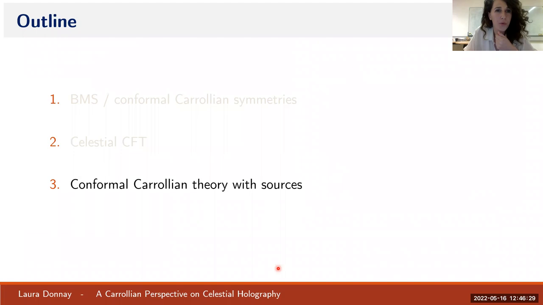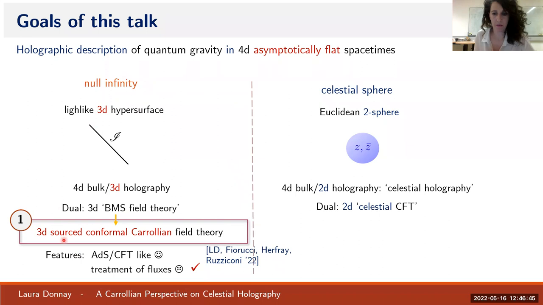Now let me try to argue that there is another way to look at the problem, in terms of this so-called conformal Carrollian theory, but now we'll have to deal with these sources. So again, I want to flesh out a bit this perspective and show you how these are related to each other.